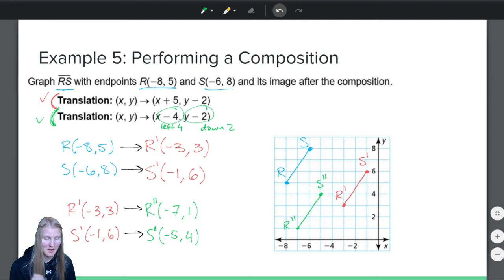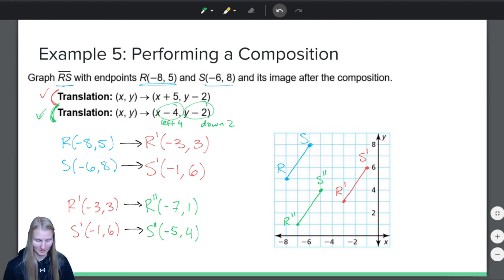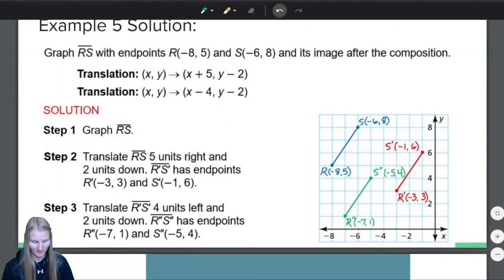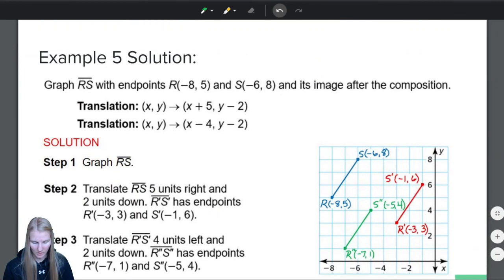Let's check and make sure that we were correct. Okay, we went 5 units right, 2 units down, and 4 units left, and 2 units down. And look at that. They also had S prime, S double prime, and they color-coded just like me. If you want to color code like this when you do your homework, I highly recommend it. Color coding helps us keep pictures separate sometimes, and math is very visual, whether you think it or not.